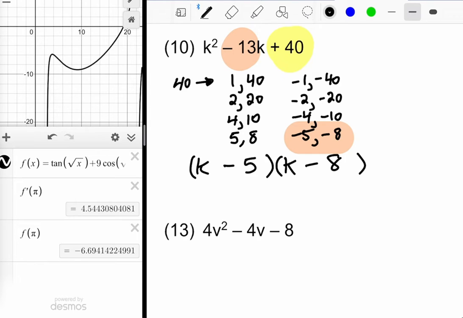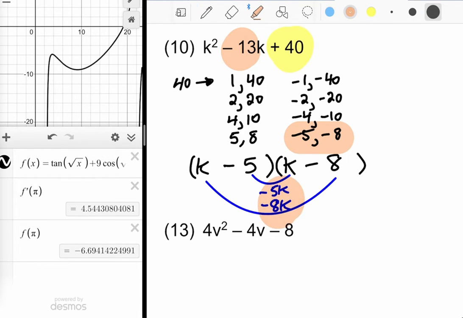And we just do a quick check. That check is really just a simple matter of verifying that the outer product and the inner product will add to give you the negative 13k. Right? So negative 5 times k is negative 5k. Negative 8 times k is negative 8k. Take the sum, negative 5k plus negative 8k gives you negative 13k. So these would be our two factors, k minus 5, k minus 8. All right, so that'd be it. All right, so that's a nice one.